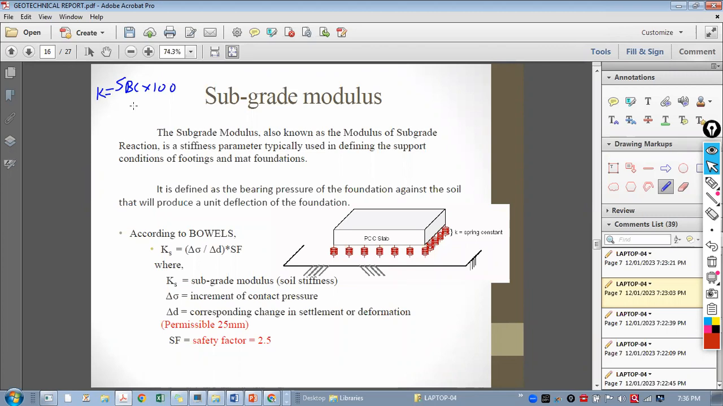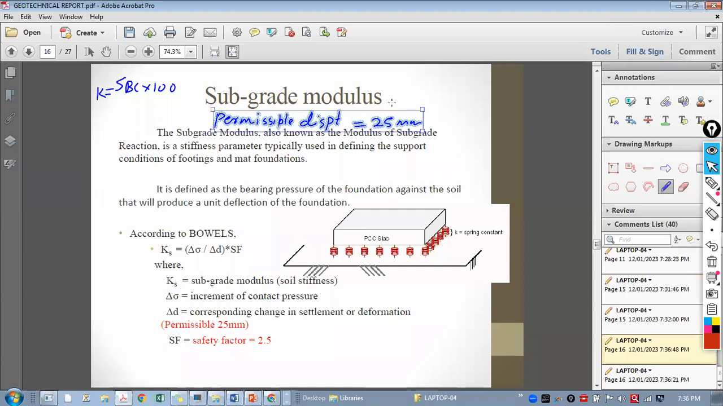So generally how it comes, see, the permissible displacement in soil design, foundation design, is 25 mm. So we allow 25 mm displacement. Definitely it is a uniform displacement. We don't allow any differential settlement. Uniform displacement allowed is 25 mm in foundation design. Using this displacement and a factor of safety of 2.5, we calculate this value.